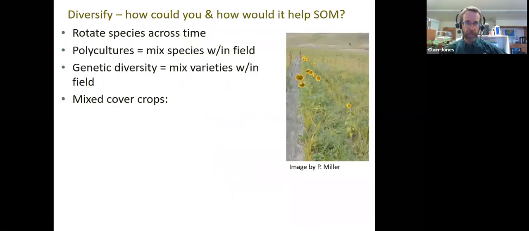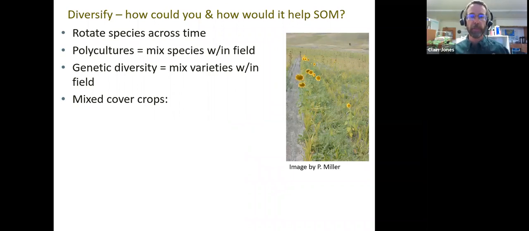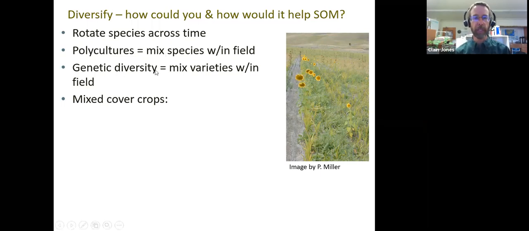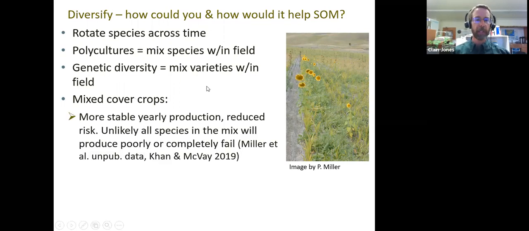So another strategy for building soil health would be to diversify. So how could you do that? There's different ways. You could rotate species across time, meaning have a complex cropping system. You could have polycultures, meaning different species within the same field in the same year. You could have genetic diversity, meaning you could mix varieties within a field, or you could have something like mixed cover crops where you grow a range of cover crops in the same field.